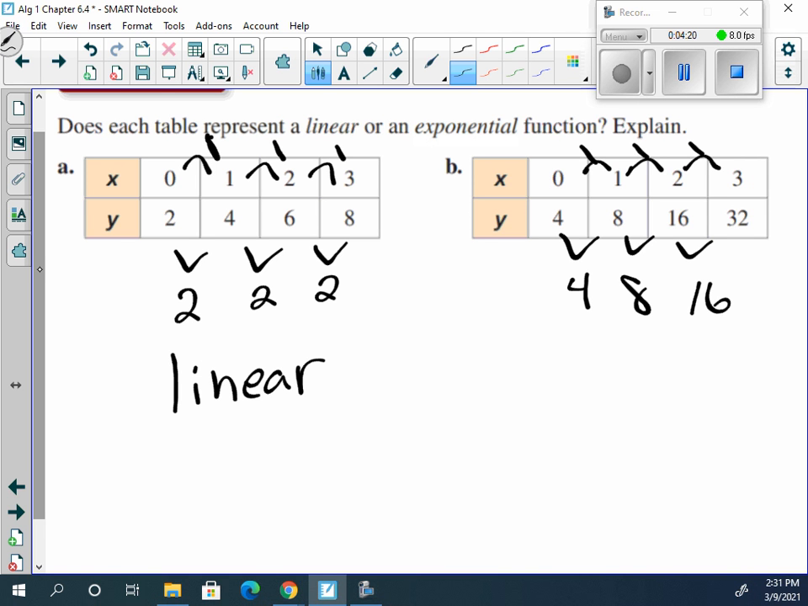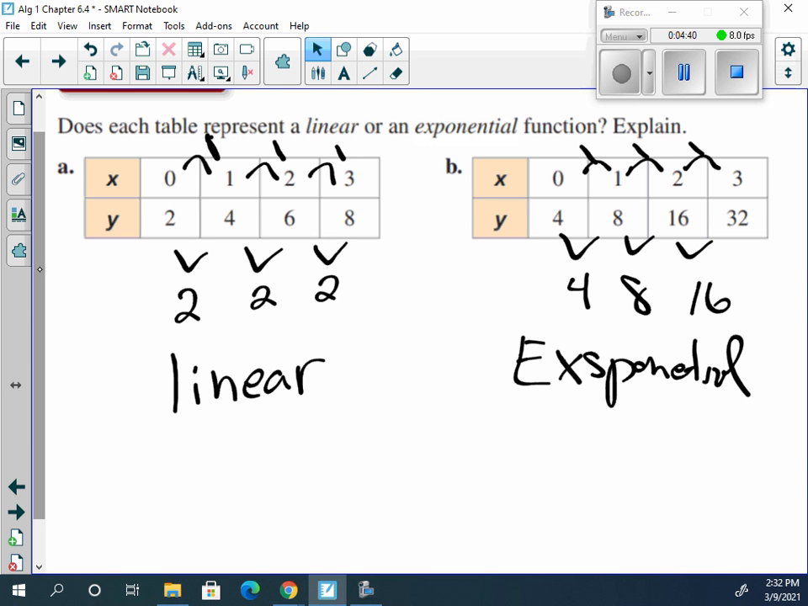So here, the difference in x is increasing by 1, yes? But the increase in y, well, that's 4, 8, 16. It's increasing at a faster and faster rate, yes? So this here is what we would call an exponential function. And it would be considered an exponential growth because the numbers are getting bigger. The values of y are getting bigger.